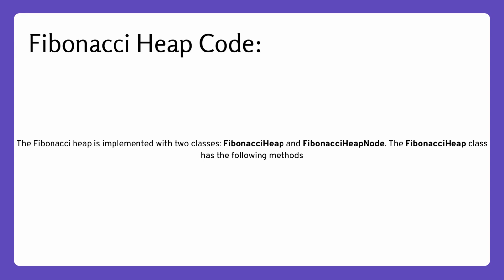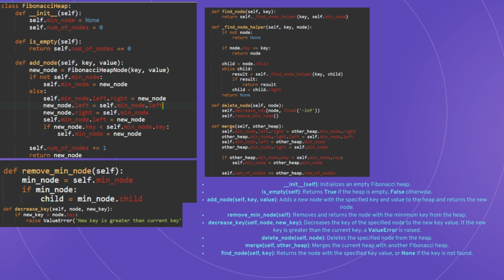The Fibonacci heap is implemented with two classes, Fibonacci heap and Fibonacci heap node. The Fibonacci heap class has the following methods, which are described in the next slide. It has an initialize method, which creates an empty Fibonacci heap, and the is empty method returns true if the heap is empty, or else it returns false.